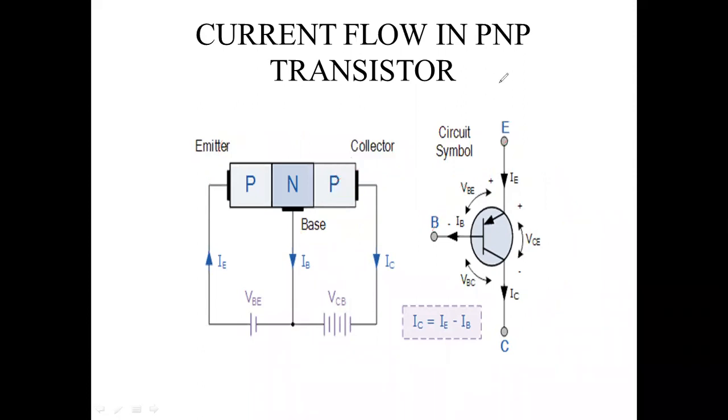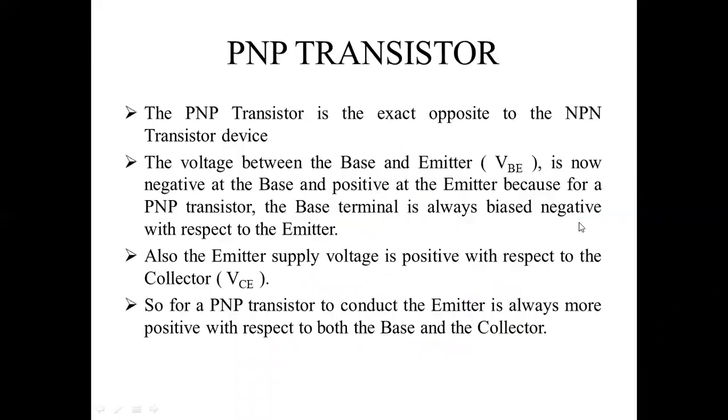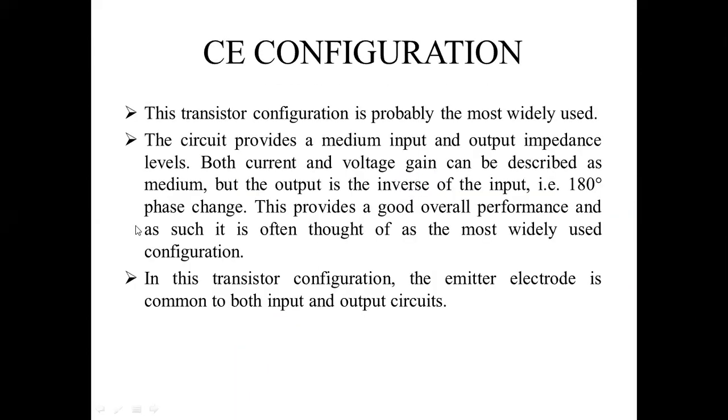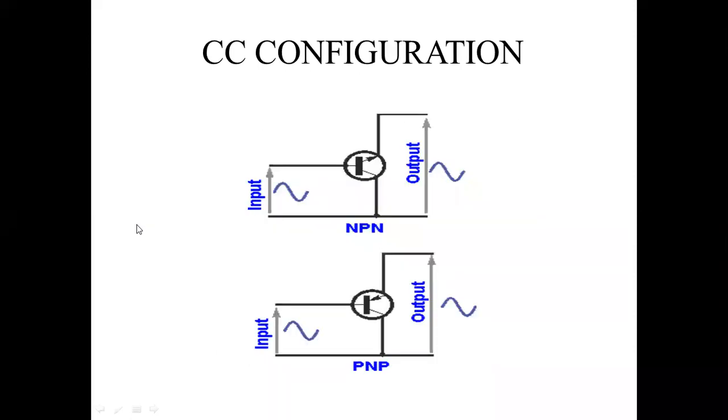Today anyhow we have discussed 2 classes. That thing also will get boring for you people. Some derivations are also there. This is CB, common base, common collector, and all the things are there already.